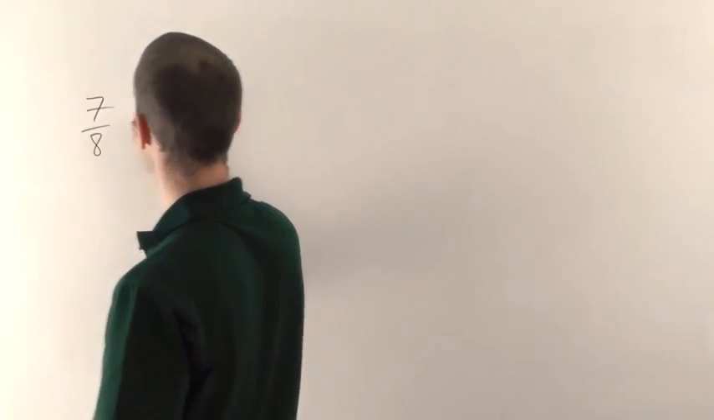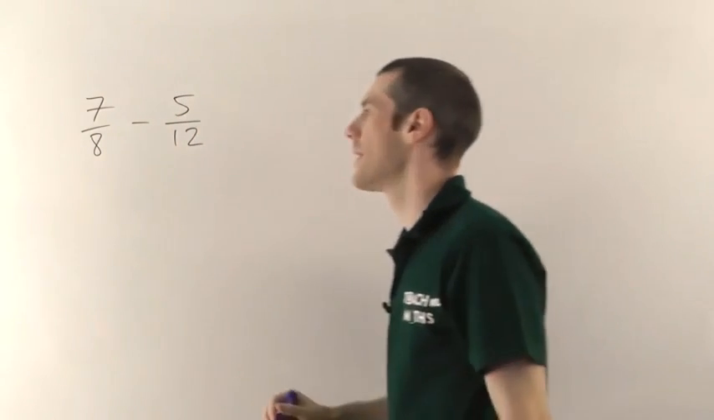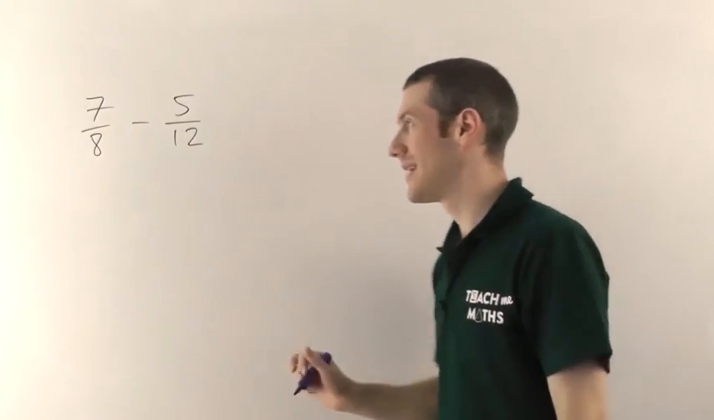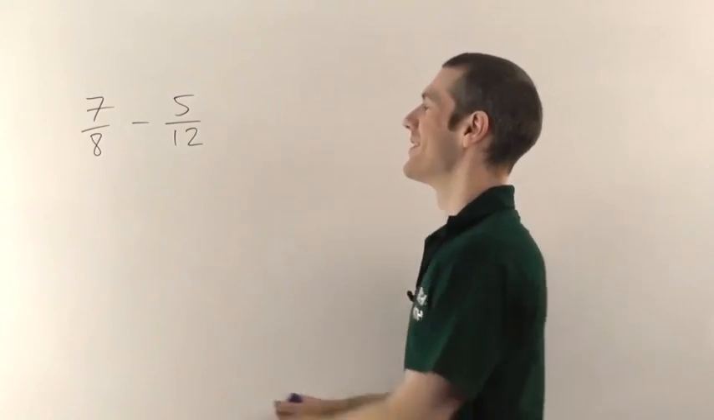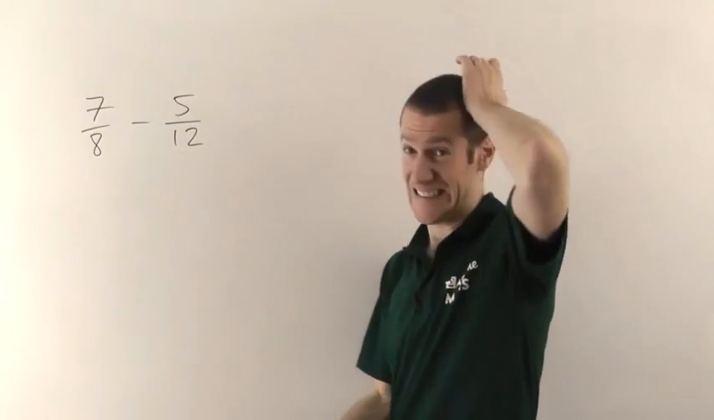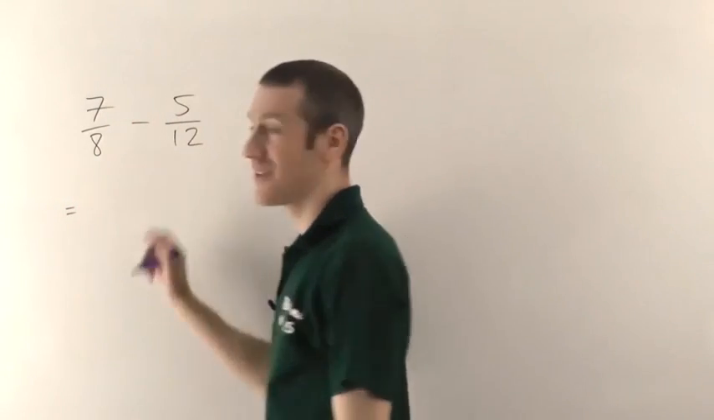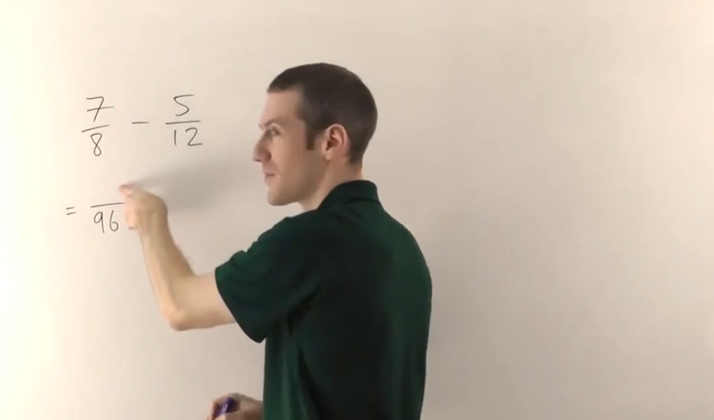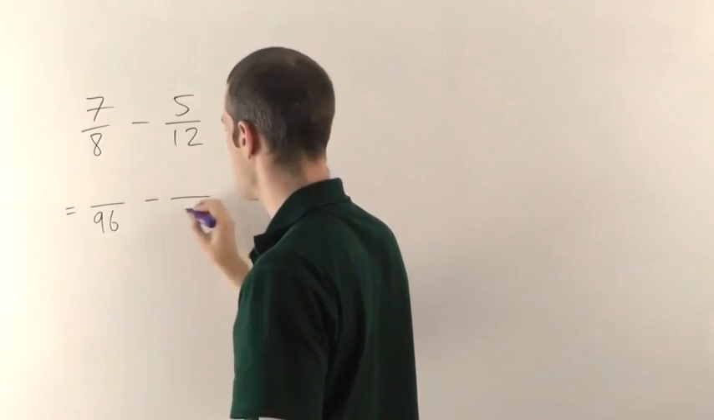So we'll have 7/8, and we'll try a subtraction this time, minus 5/12. Now I'm going to show you what would happen here if you did just multiply the numbers on the bottom. Technically this does work, it's just a real pain to do. So 8 times 12 is 96, I think. So we want to rewrite both these fractions so they're something over 96. So the 7/8 is going to be something over 96 minus 5/12 is going to become something over 96.